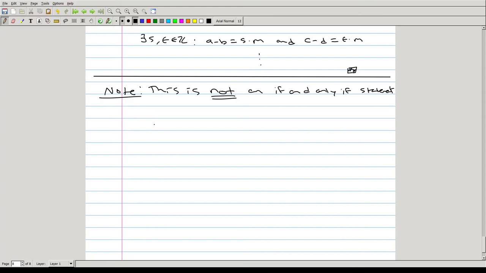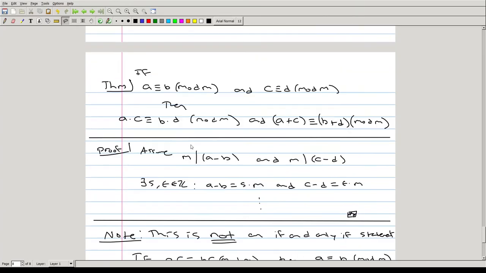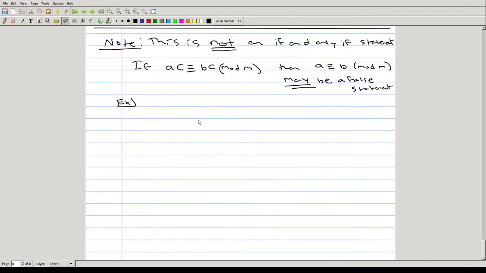And so I guess what I'm saying here is that if a times c is congruent to b times c mod m, then a is congruent to b mod m may, and very often is, be a false statement. And examples of this, or I should say counterexamples to the previous if-then statement in reverse, are numerous.